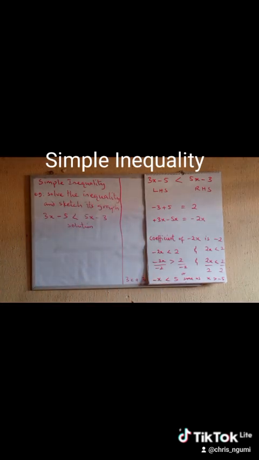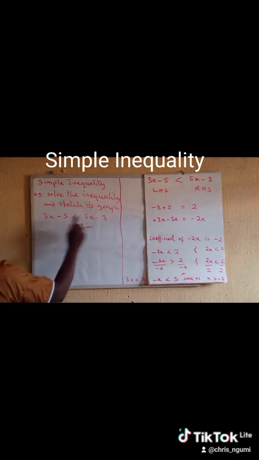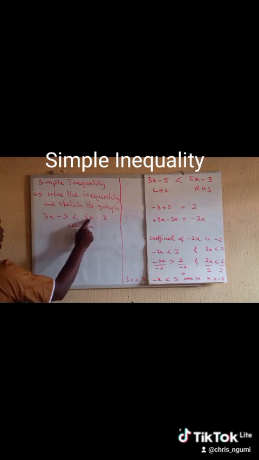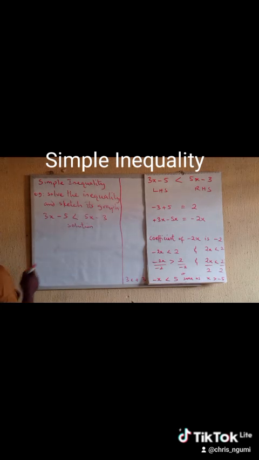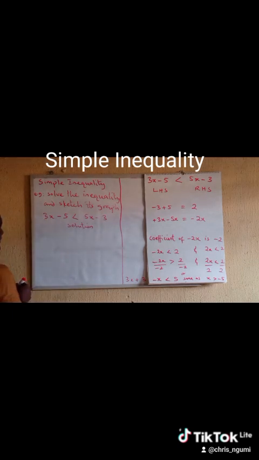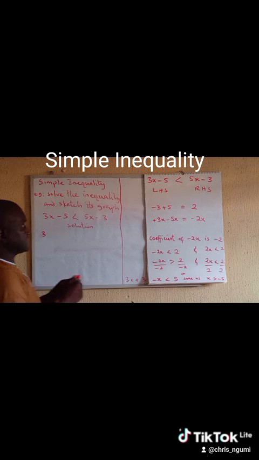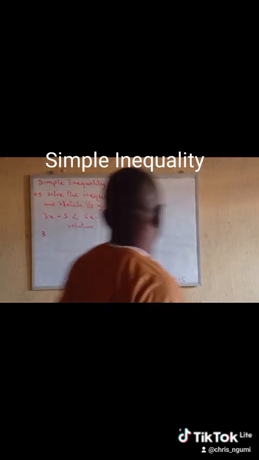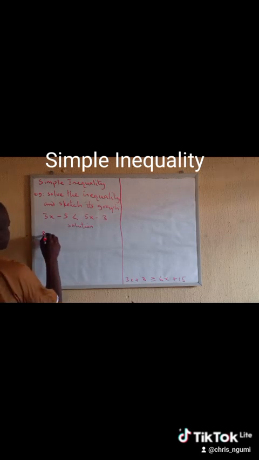Now, we are saying here, I want to solve this inequality. This 3x is on the left, this 5x is on the right. So 5x is leaving the right hand side to come and meet the 3x on the left hand side. So we're going to write it like this: let me remove this so that I have more space to solve this problem.